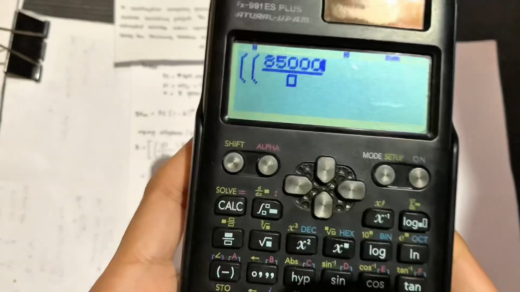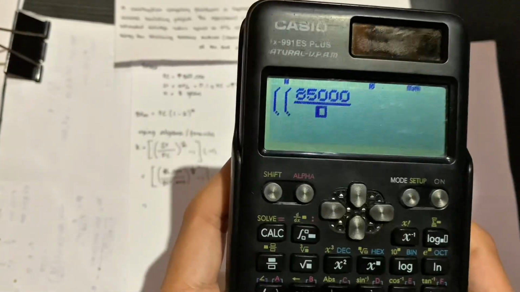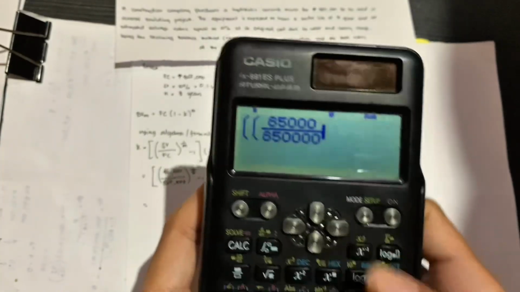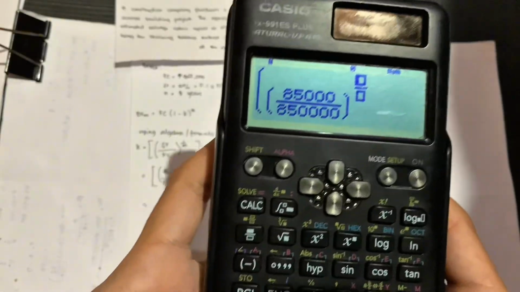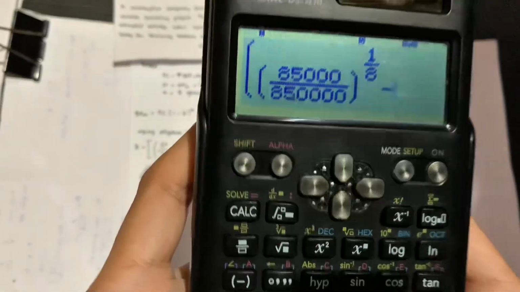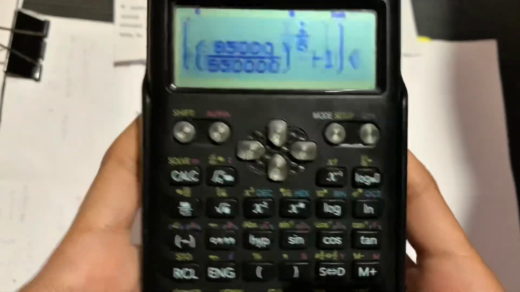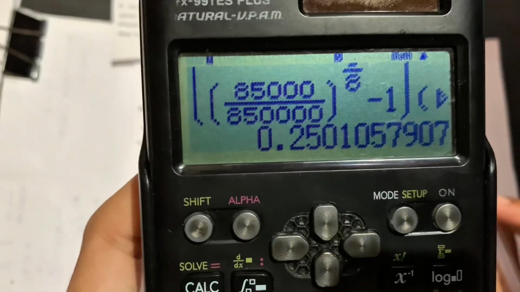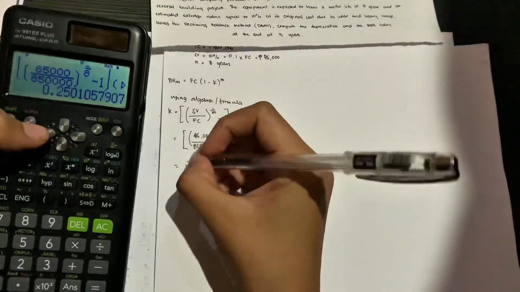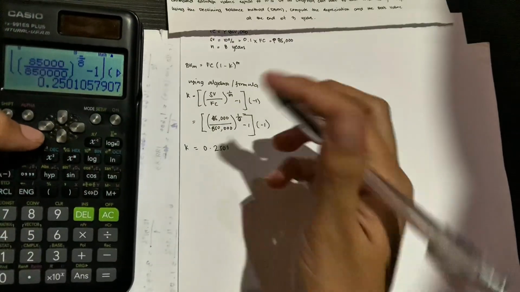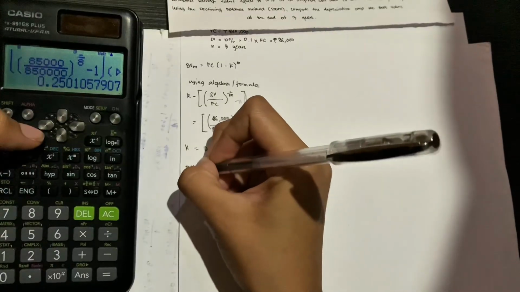85,000 over 850,000 pesos, 1 over 8, minus 1 times negative 1. We have 0.2501. 0.2501 for K. Now let's solve for the book value.